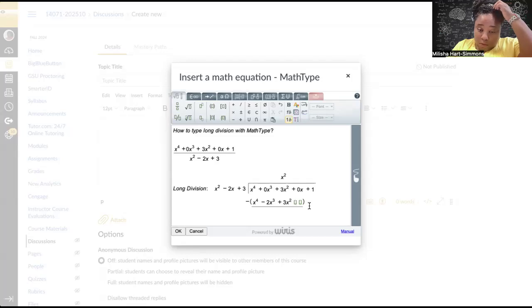And now we don't have anything that we need to write for our x, so that's just a 0x. You don't have to put it there, so you can just leave it blank. Now you just need to go to the bottom and do your subtraction. We know that this is going to be 0, right? This is going to be a positive 2x cubed.